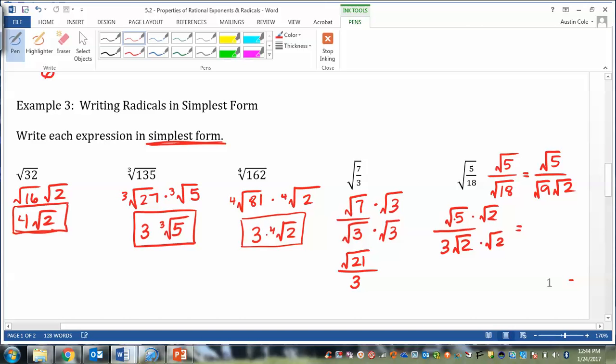So now in my numerator, what's the square root of 5 times the square root of 2? Yep, square root of 10. And then in my denominator, I'm going to have 3 times, square root of 2 times square root of 2 is 2. 3 times 2 is 6.